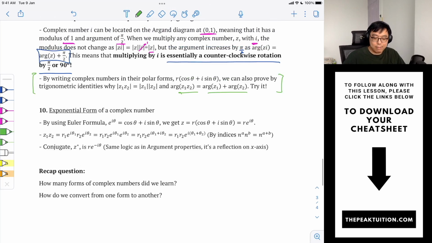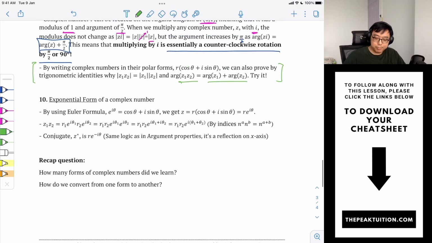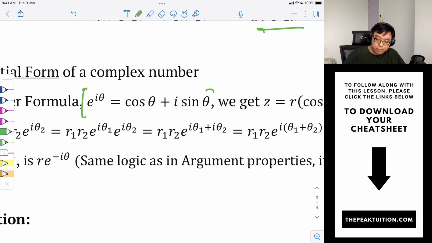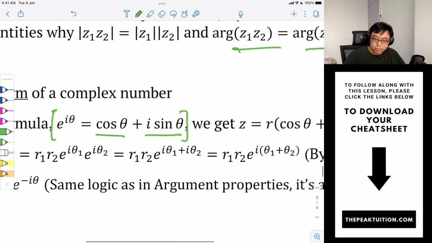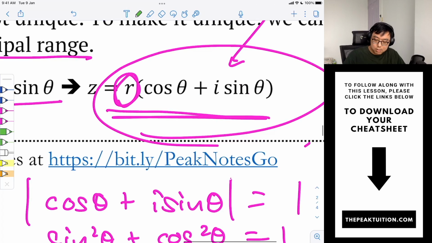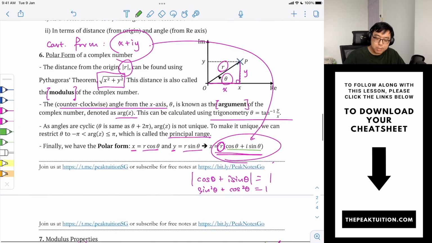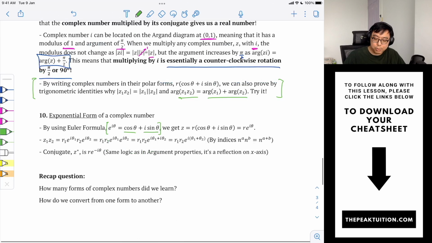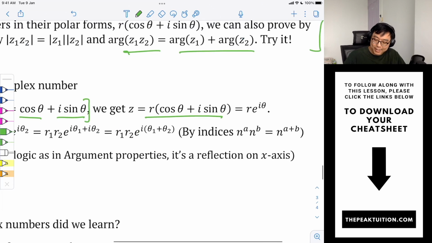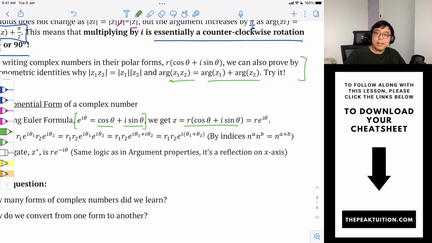Finally, we have the exponential form of a complex number. This is probably quite new to you. Euler formula. We can write e^(i theta) as cosine theta plus i sine theta. And this looks familiar, right? Because this is essentially cosine theta plus i sine theta. It's basically the polar form. So this is the exponential form. Okay, actually I wrote this here also. So we have r e^(i theta).